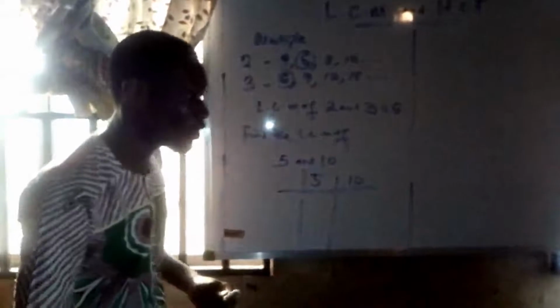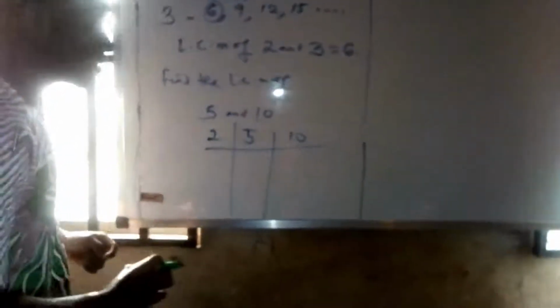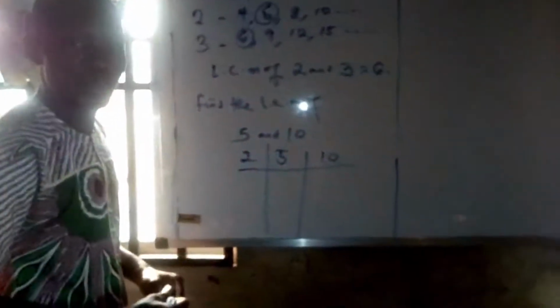Then we use our prime numbers. Prime numbers are numbers that only have a factor of itself and 1. Numbers like 2, 3, 5, 7. Those are prime numbers, numbers that cannot be divided by any other number except itself and 1. Starting with 2, ask yourself, can 2 multiply a number to give us 5? That is impossible. There will be a remainder.